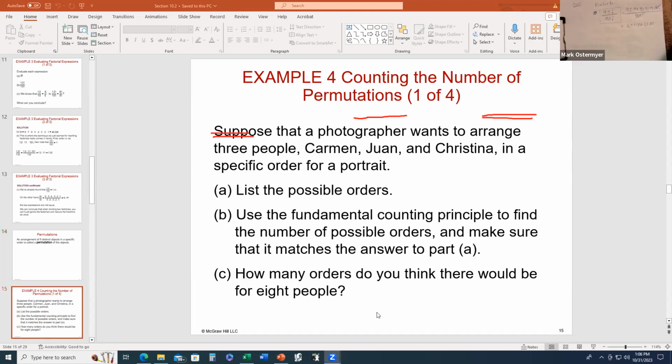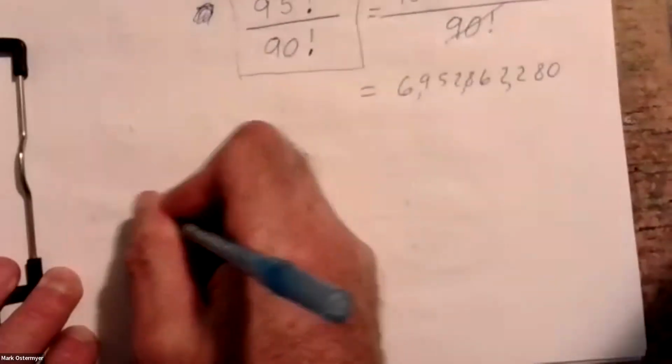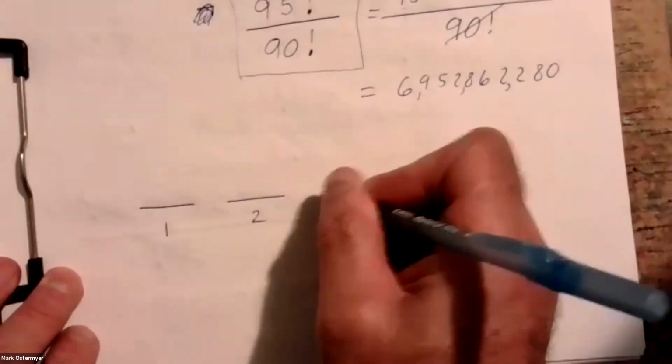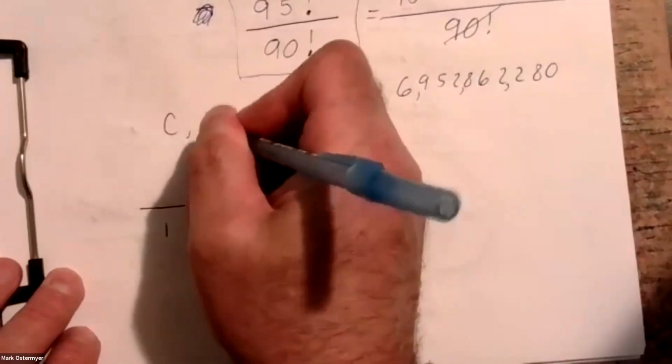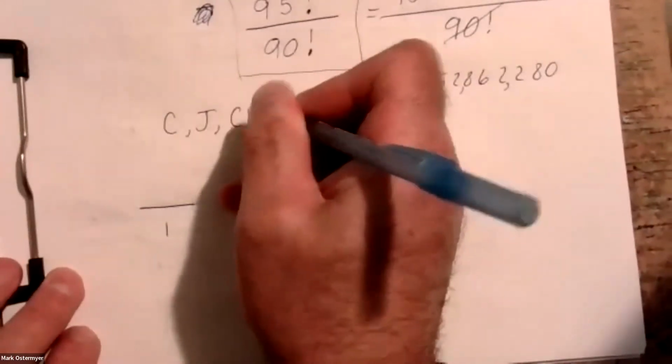Here's an example. Suppose that a photographer wants to arrange 3 people, Carmen, Juan, and Christina, in a specific order for a portrait. How many different ways, ladies and gentlemen, could we arrange these 3 people for a portrait? Well, you could envision this as having 3 chairs. Chair number 1, chair number 2, and chair number 3. We have 3 people to choose from. We have Carmen, Juan, and Christina.